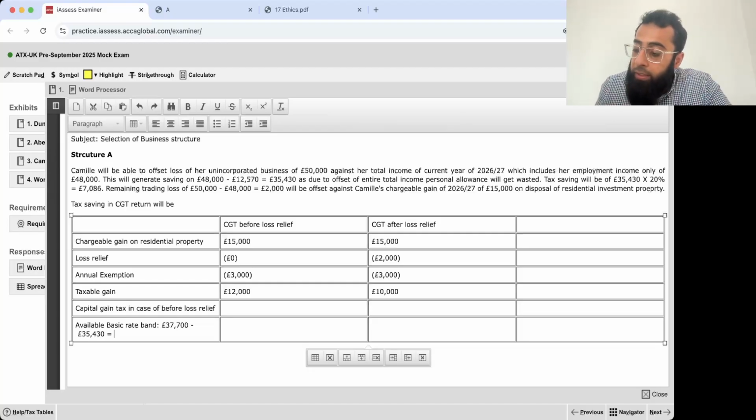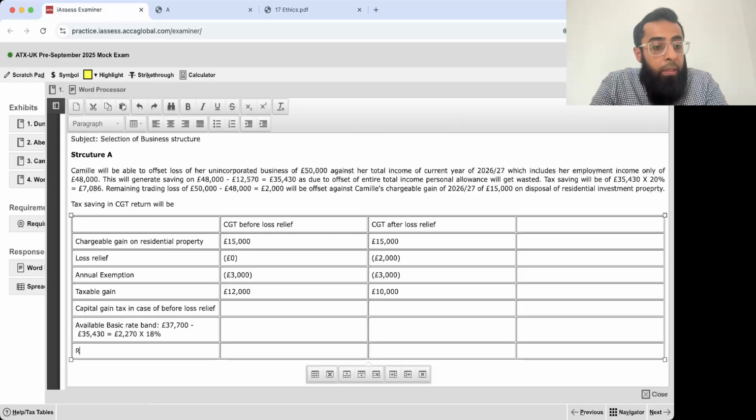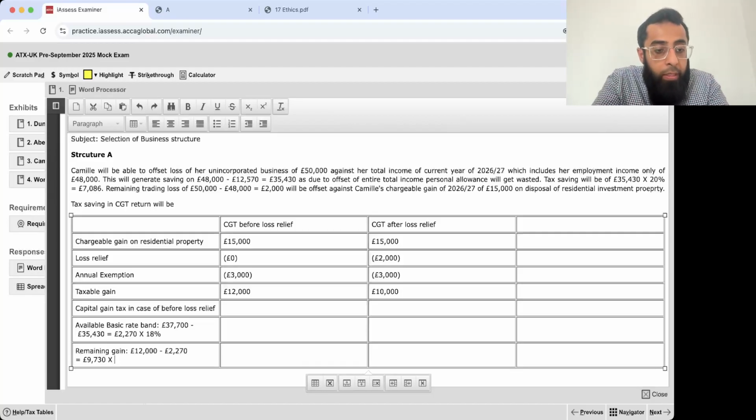You just need to listen to me carefully. What remains is 2,270. Now on this, the rate of CGT was 18%. Remaining gain: 12,000 pounds minus 2,270. Sir, will you repeat it again? Yes, I will repeat it again. 9,730. Here the rate of CGT will be 24%.